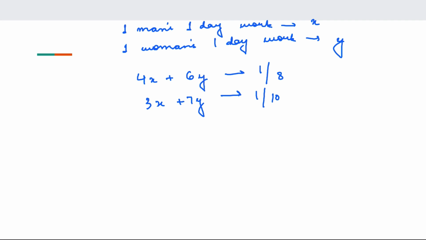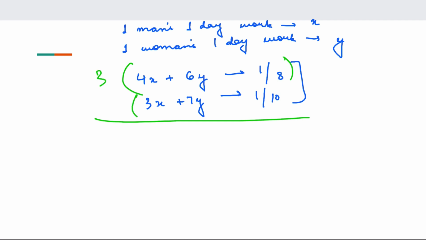Now solving these two equations, can I find X and Y? 2 variables, 2 equations. Yes, of course I can solve it. What you can do is multiply the first equation by 3 and the second equation by 4, so these two terms will be equal. Then you can cancel it and find y. Or you can multiply the first equation by 7 and the second equation by 6.